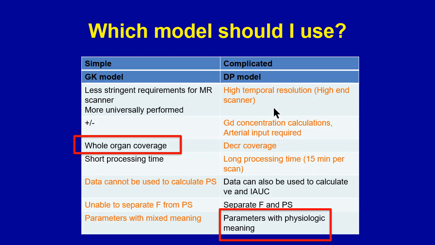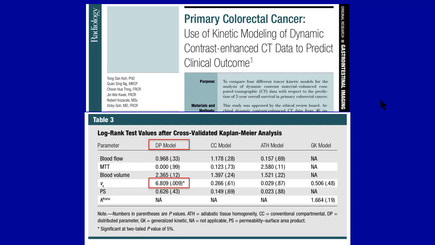If you use a more complicated model, you have to acquire a higher temporal resolution. And with this good acquisition, you are able to calculate with the conventional compartment model and the distributed parameters model. The same data can also be used to calculate Ktrans for standardization and comparison with other studies. And the complicated model does give you parameters with physiologic meaning, but you may have a trade-off of coverage of the entire organ.